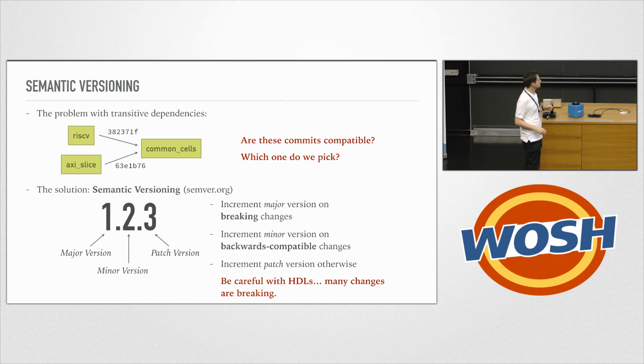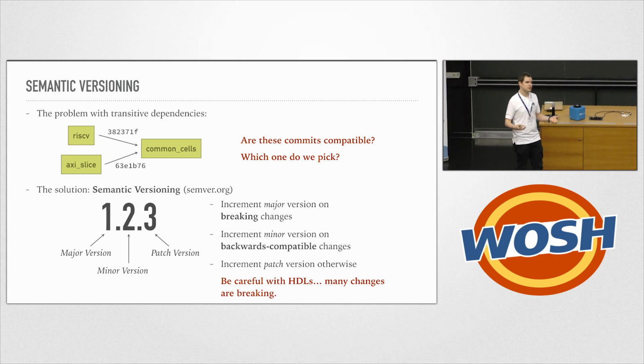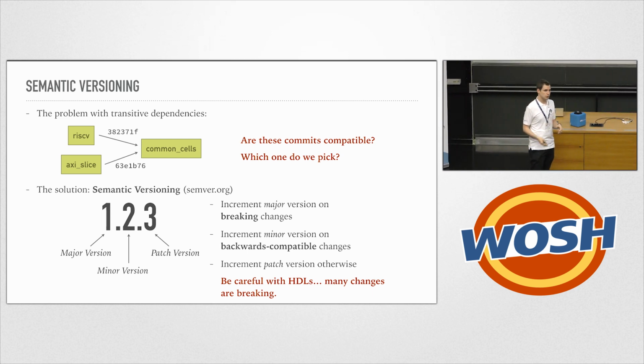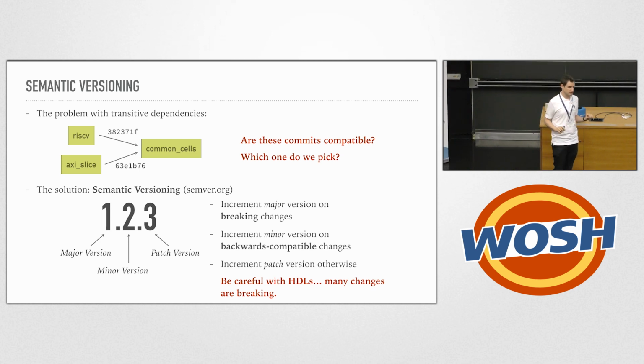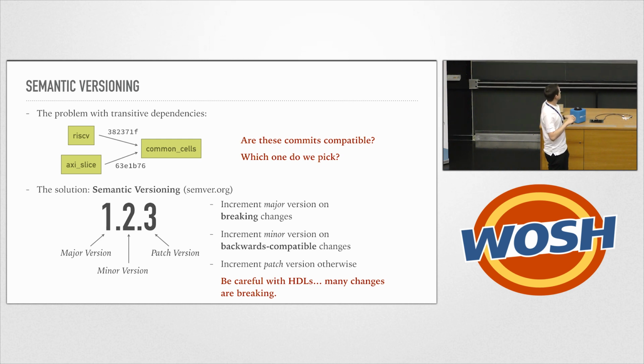So there's always three fields. Whenever you break something in your design, so you make a change to your IP, which will require someone using it to actually do active work on their own to fix their design to work with yours again, then you bump the major version. If you do a change which is backwards compatible, so someone using it does not need to do any work, it just works out of the box, you bump the minor version.